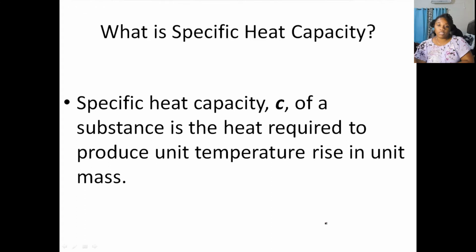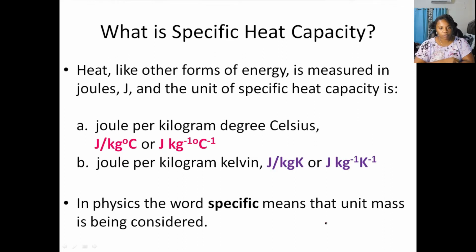Now, what is specific heat capacity? Specific heat capacity, which has the symbol C, of a substance is the heat required to produce unit temperature rise in unit mass. Heat, like other forms of energy, is measured in joules, and the unit of specific heat capacity is joules per kilogram per degree Celsius or joules per kilogram per Kelvin.